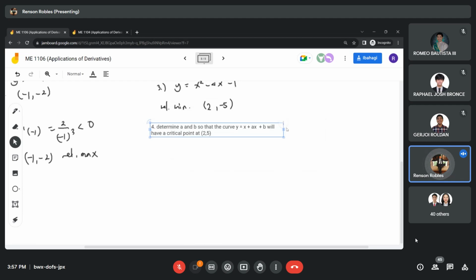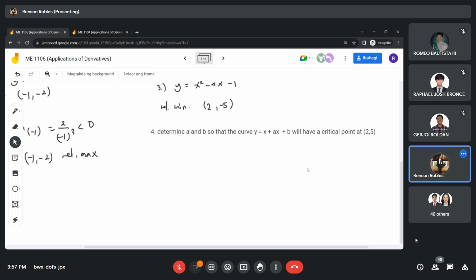So that indicates what? You have y equals x cubed plus ax squared plus b. We'll have a critical point at 2,5. So that indicates your keyword is critical point. So anong sinasabi ng critical point na yan? How do you get the critical point? How do you get the critical value?